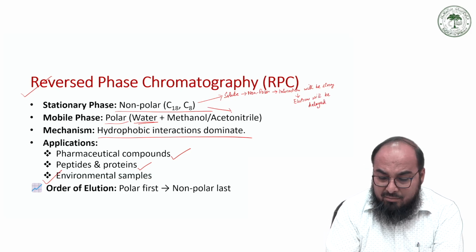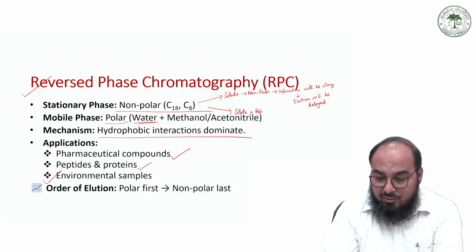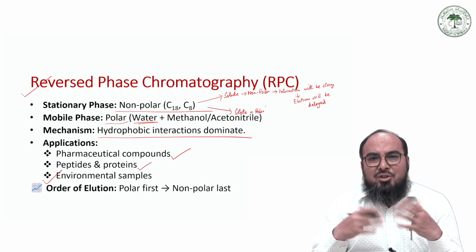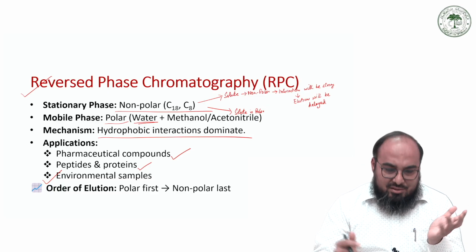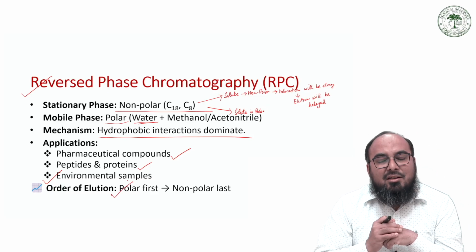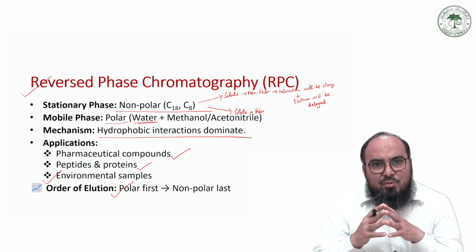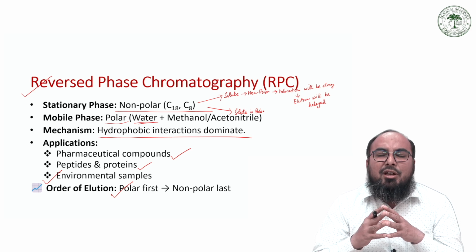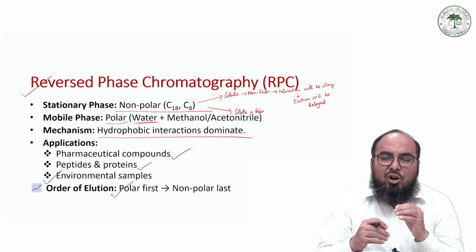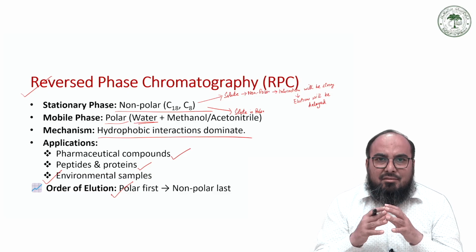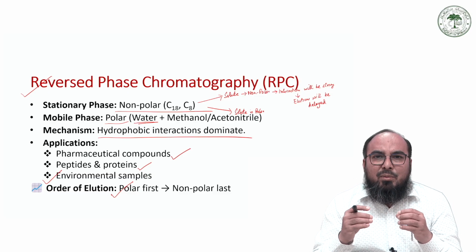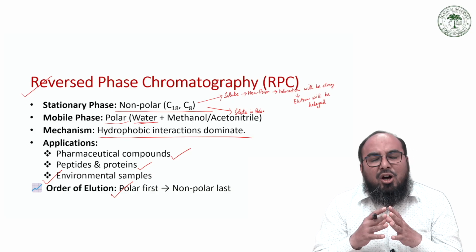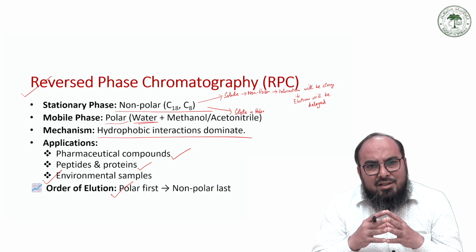But at the same time, if your solute is polar, then the opposite will happen: the interaction will be low and the elution will be very fast. That is, if you have a polar solute, then it will be eluting, or you can say going out of the column fast. For the non-polar, it is going to stay, because it will be interacting with the non-polar stationary phase.